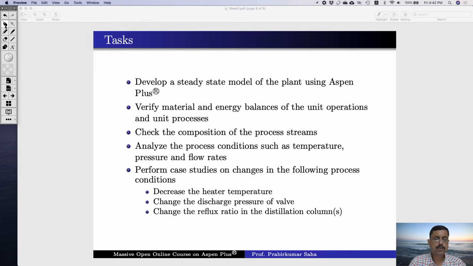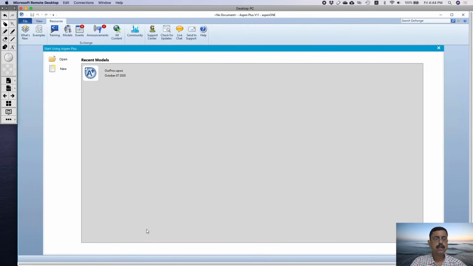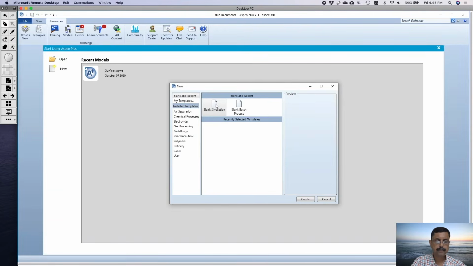Now let us go to the simulation environment. So the Aspen Plus is opening. We have to give it some time. Okay, so the Aspen Plus has been opened. Now we have to open a new flow sheet. So it is a blank simulation, and we'll run create.